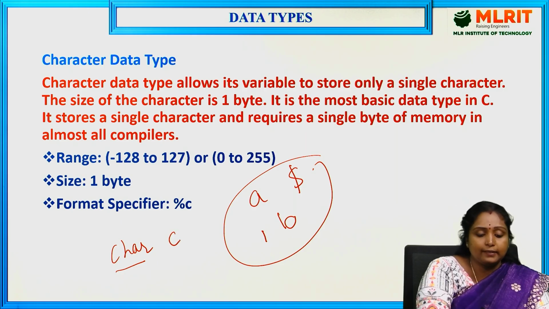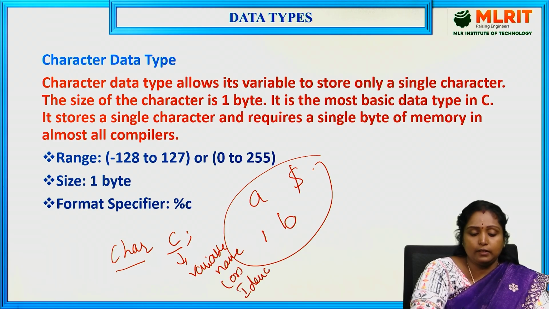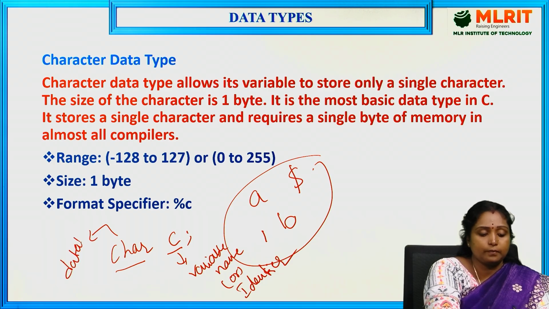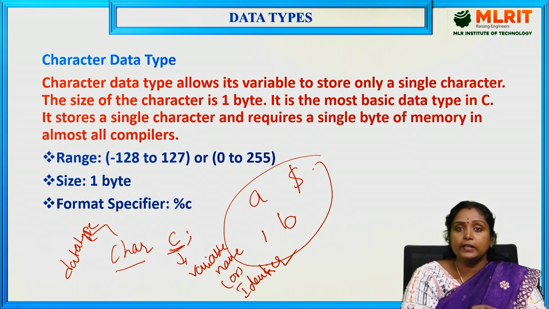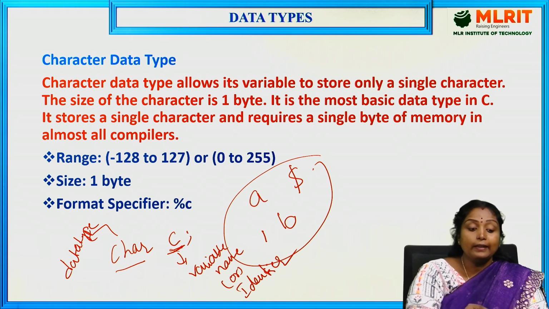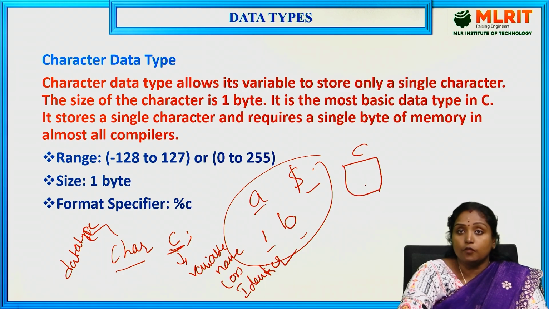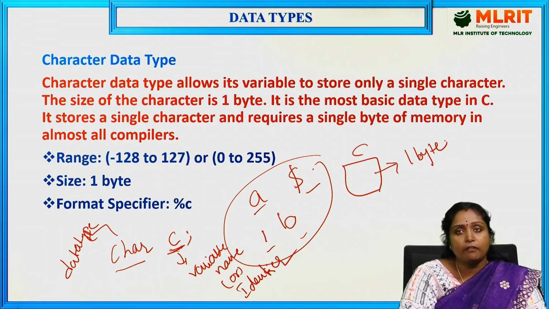For example, char C. C is a variable name, or you can call it an identifier. C is an identifier, whereas char is a data type. So C can hold only characters, such as A, $1, B, like that. And the size of this is 1 byte of memory. It can hold up to 1 byte of memory.